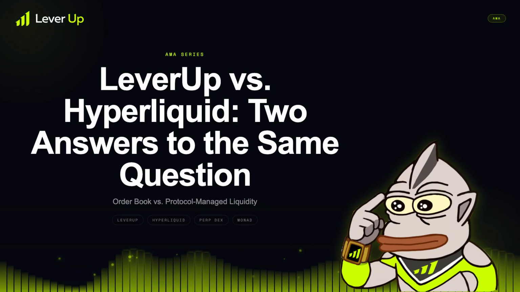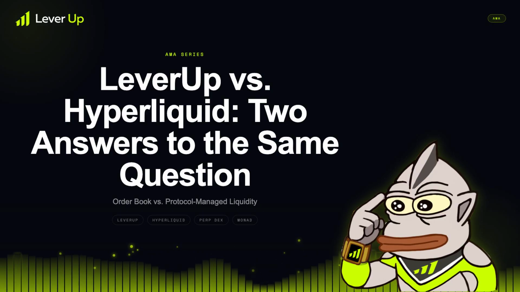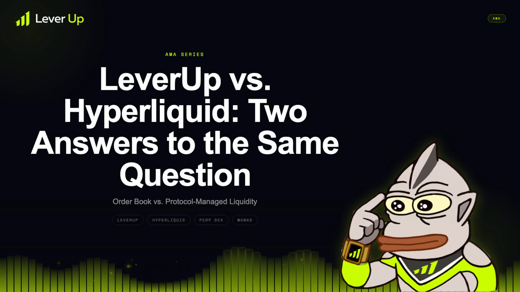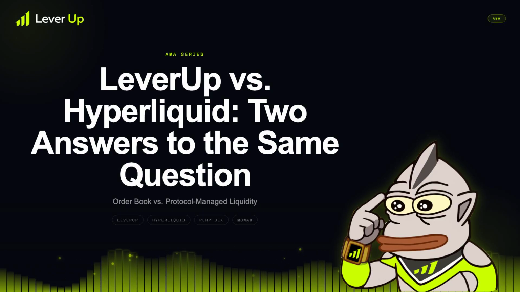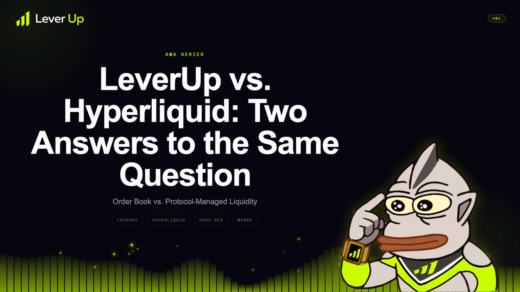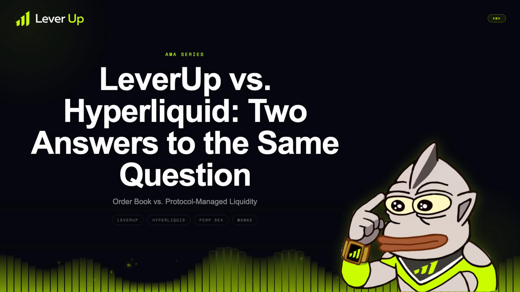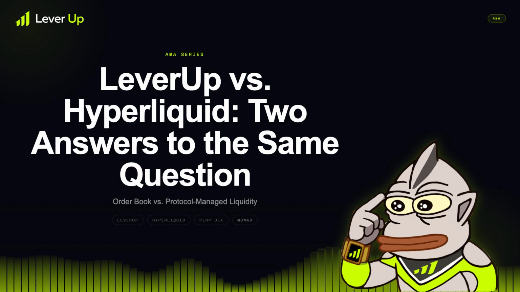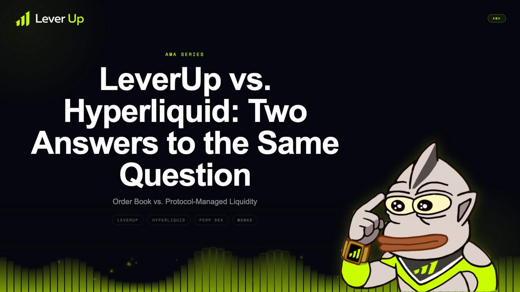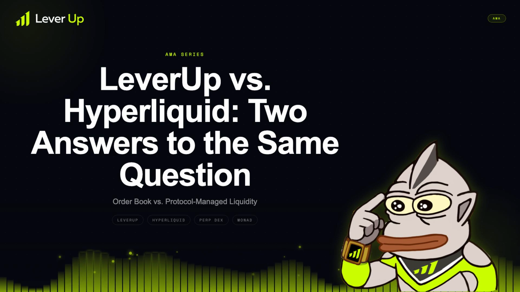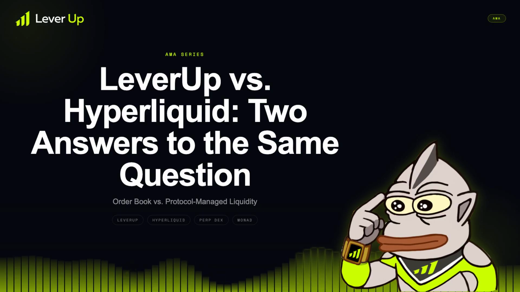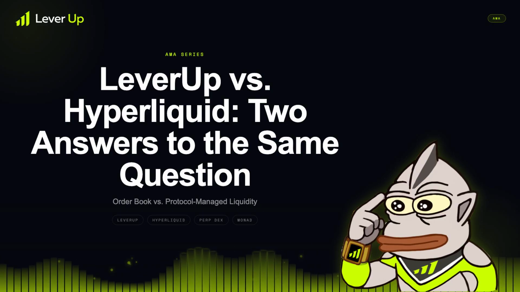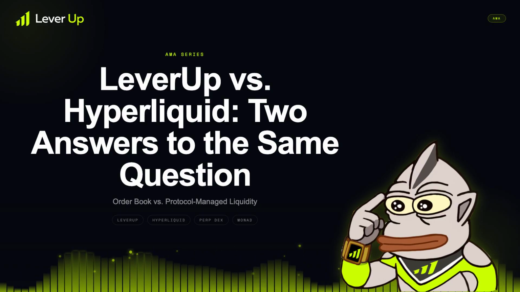Hyperliquid uses a central limit order book model, trades match against resting orders, and the HLP vault, Hyperliquid provider, is a public depositor-funded market-making vault that supplies liquidity on the other side of the book, sharing PNL with its depositors. And LeverUp doesn't have anything like that. Correct, LeverUp uses a different execution model entirely.